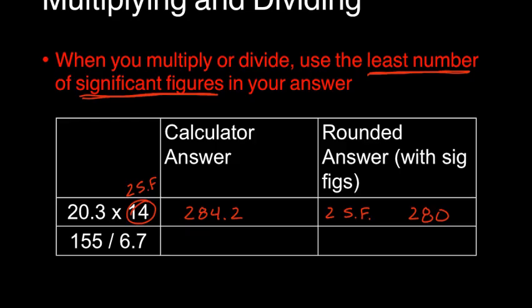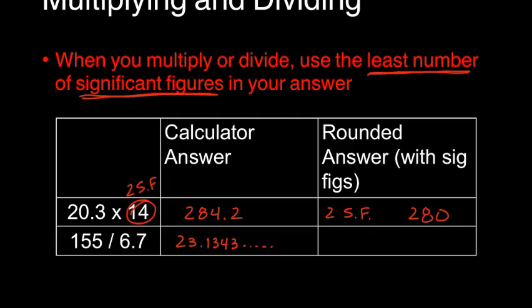All right, let's look at our next one. So 155 divided by 6.7. So here we're going to get 23.1343, and then, as it turns out, there's a bunch of other numbers. But because we know we're going to round, we'll just stop after 1343.